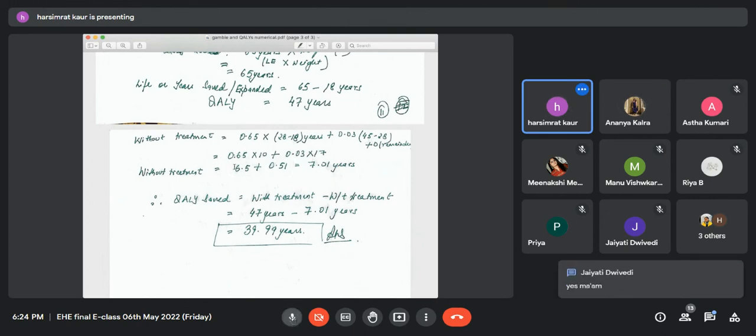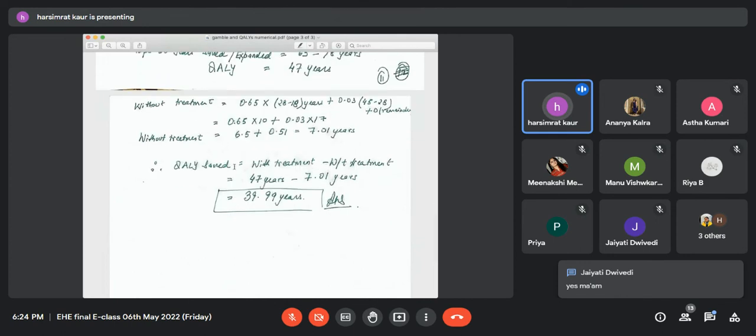Yes, ma'am. Okay. Now, guys, ultimately what we have to figure out is how many life years I could expand because of treatment minus without treatment. So with treatment, 47 years of life expanded, minus 7.01 is the life without treatment. So ultimately the expansion, the life years saved, is 39.99 years. That is simply the answer. I hope it is clear. Yes, okay, that is all we had to do. I had done a similar example earlier, but in this one I changed a little bit. That's the only difference.